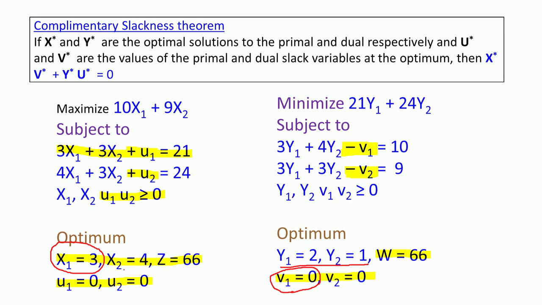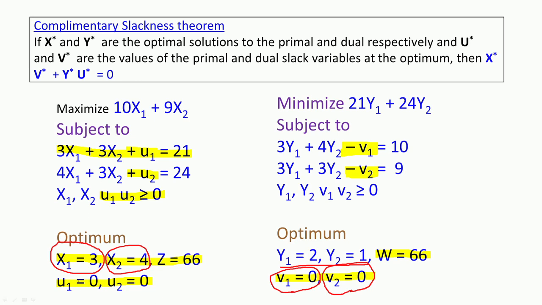Similarly, from the optimum solution to the primal, x2 is 4. Now from the dual, when we substitute y1 equal to 2 and y2 equal to 1 in the second constraint, we get 6 plus 3 equal to 9, therefore v2 is equal to 0. So now we realize that x2 is 4, v2 is 0, so x2 v2 is 0.